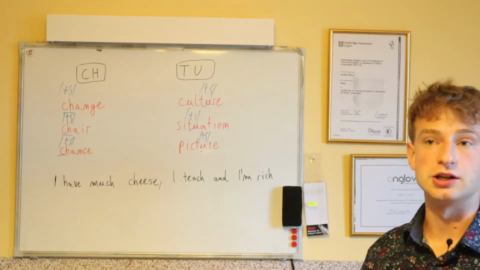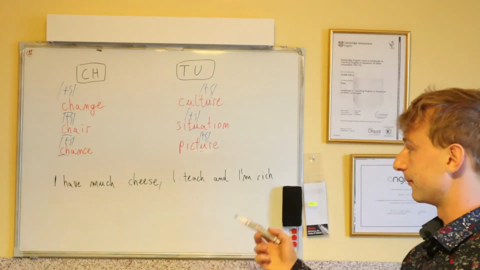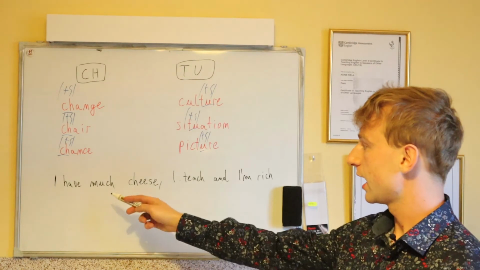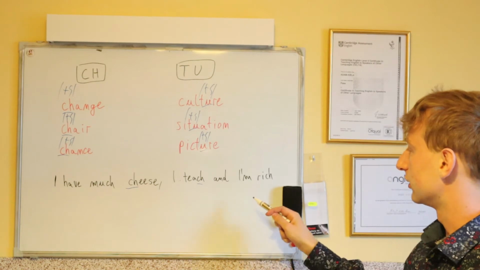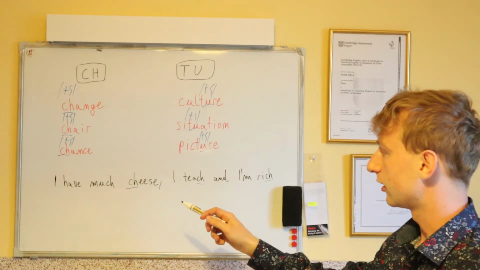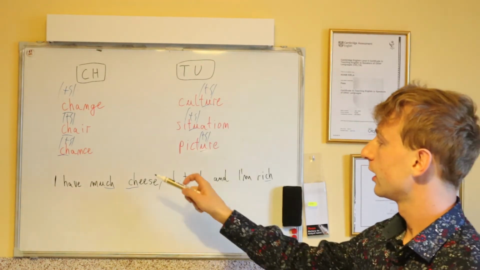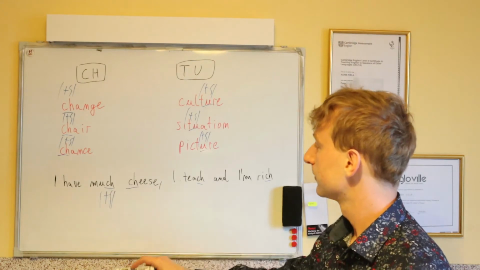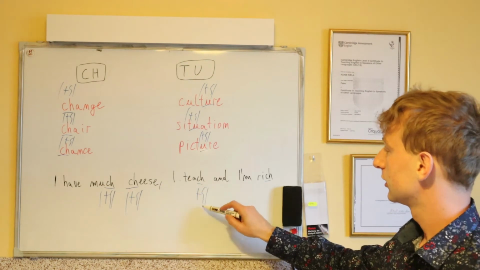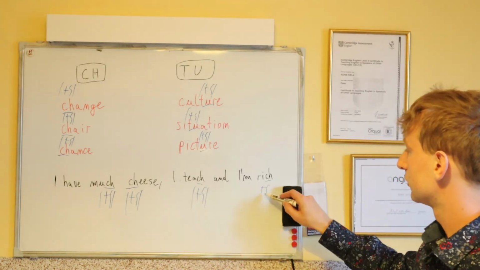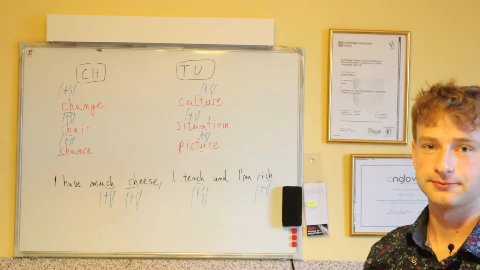And an example. I have much cheese. I teach and I'm rich. Okay. So how many sounds? I have much cheese. I teach and I'm rich. So we have much, cheese, teach, and rich. We have 1, 2, 3, 4 sounds.